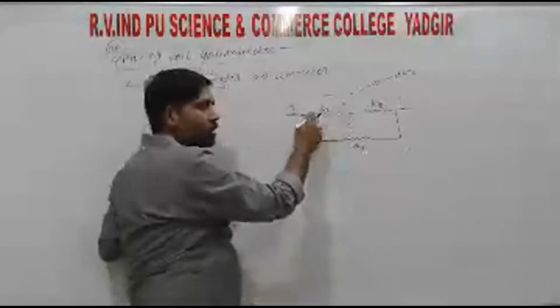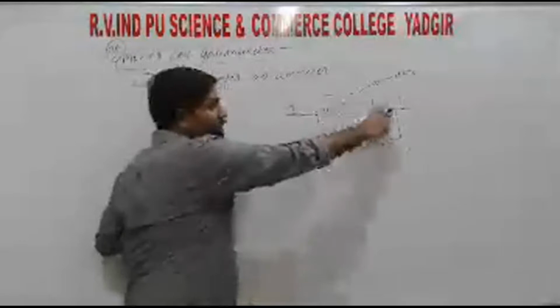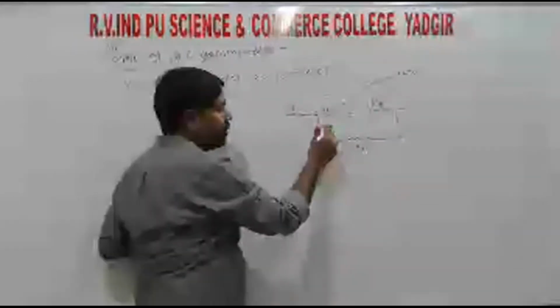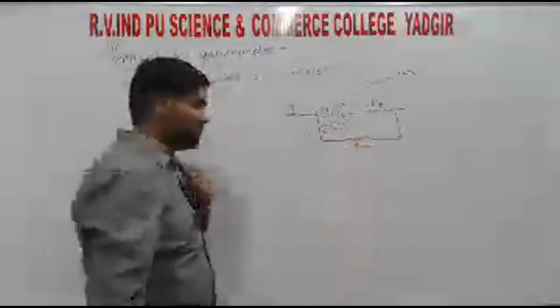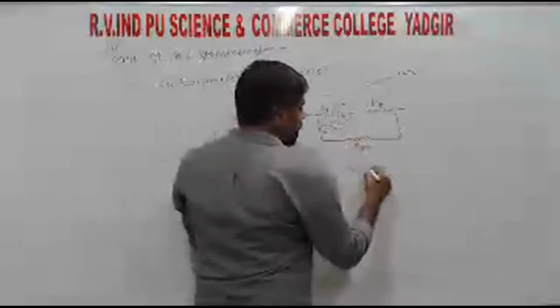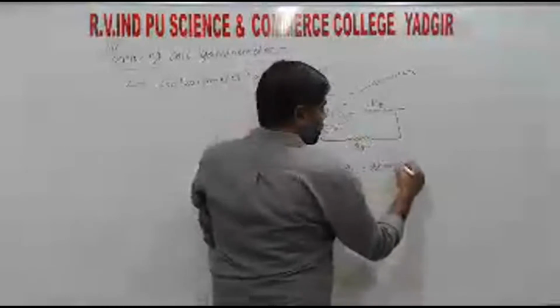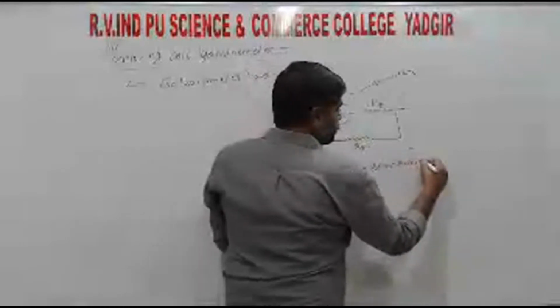So again at this junction current divides. Ig is the current flowing through the galvanometer and the remaining current, I minus Ig, flows through the shunt resistance, right? So Rs is the shunt resistance.